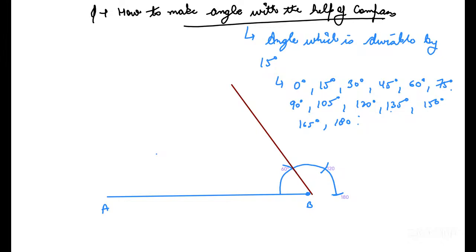How will you make the angle bisector? I told you. First, open the compass, cut an arc. Name it as M and N. Then measure M and, from M, take an arc like this, and then draw the line. So this will be your 30 degrees.